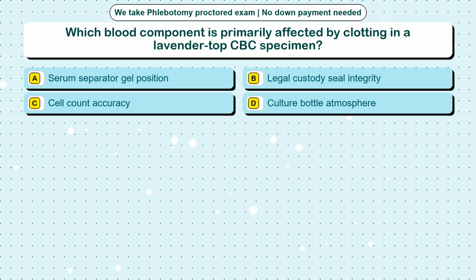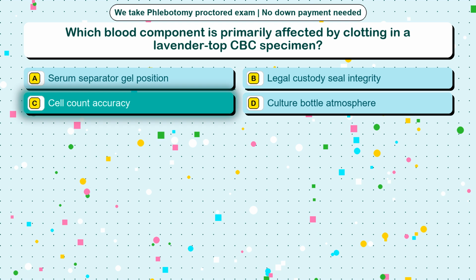Question 77. Which blood component is primarily affected by clotting in a lavender top CBC specimen? Option A, serum separator gel position. Option B, legal custody seal integrity. Option C, cell count accuracy. Option D, culture bottle atmosphere. The correct answer is option C, cell count accuracy.